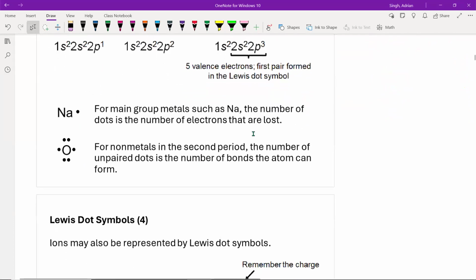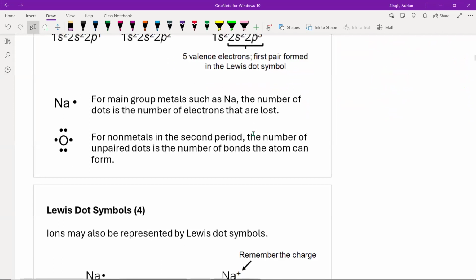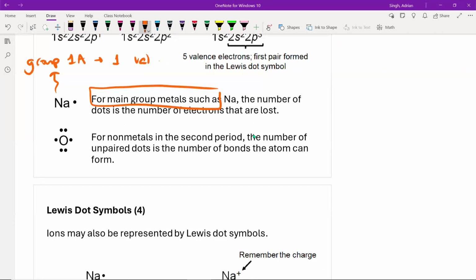So when it comes to other trends in the periodic table, what we are going to see is that for our main group metals, for example, if I have something like sodium, sodium is in group 1A. So it's got 1 valence electron. That 1 valence electron is the electron that will want to be lost by that metal. So for the main group metals, the dots that you see are the electrons that they want to lose.